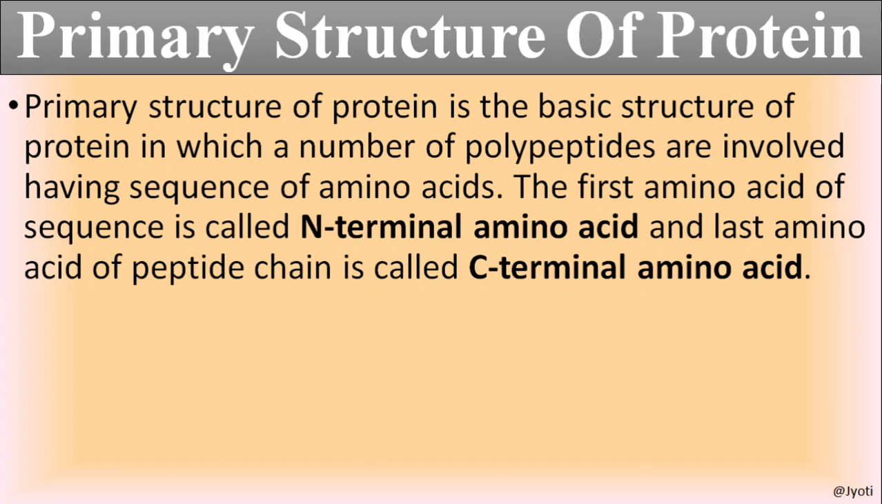From the left side, the first amino acid is called N-terminal and the last amino acid is called C-terminal. Very, very important, children, because I have shown you that in the amino acid on the left side, the amino group is there. So, N is there. So, it is N-terminal. And at the end of the protein, which end will be there? The carboxyl group will be there. So, that will be C-terminal.